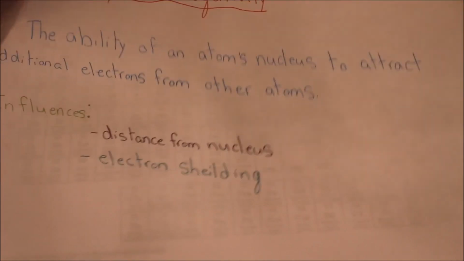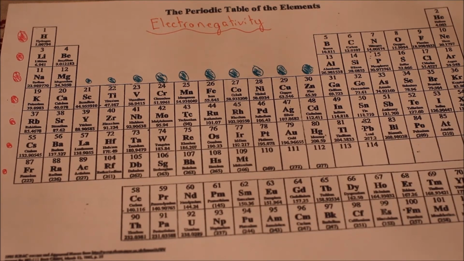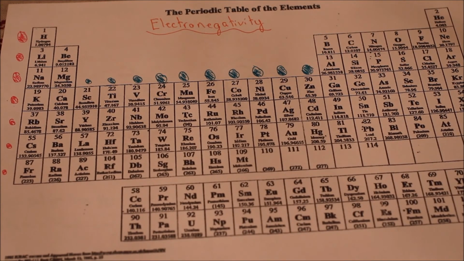So let's go ahead and look at the periodic table again. And you'll find that as you go down a group, it's going to decrease, and as you go across a period, it's going to increase. And that's going to make helium the most electronegative element.